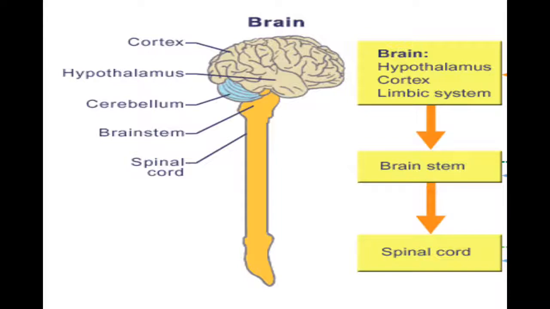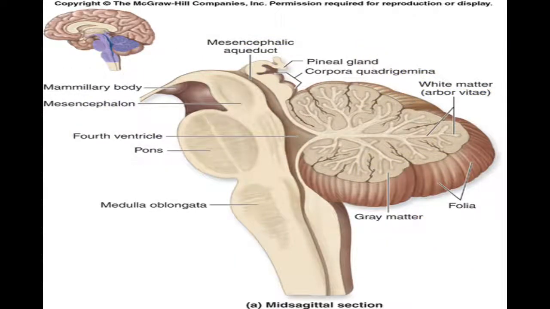This is the brain and the parts of the brain. This is the picture to see us the parts of the brain stem and also the cerebellum.